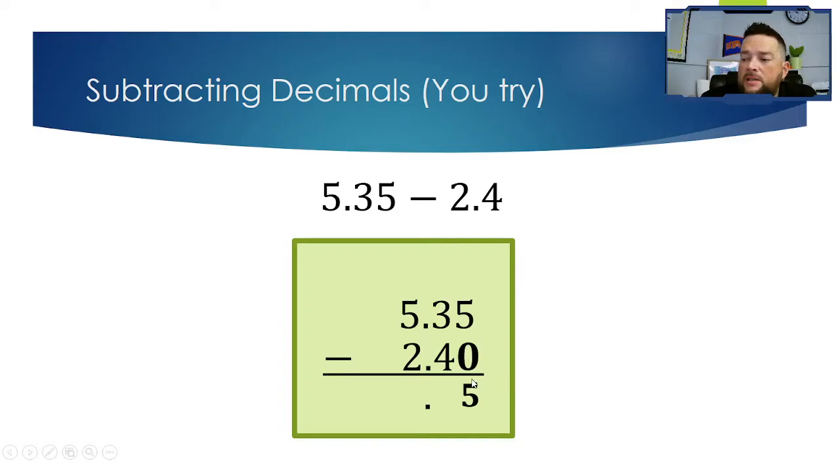Now I did 5 minus 0 is 5. I stopped right here because for this 3, we're going to have to borrow from that 5. So we make that 3 a 13, that 5 a 4. So 13 minus 4 is 9, and 4 minus 2 is 2. So our final answer is 2.95.